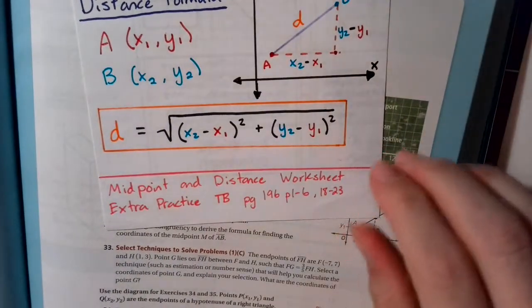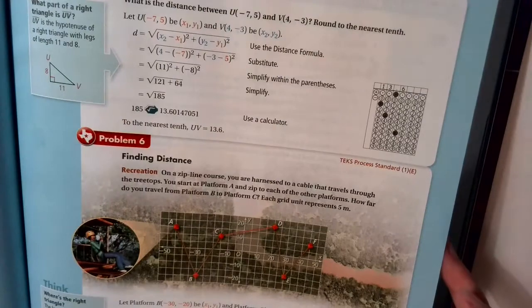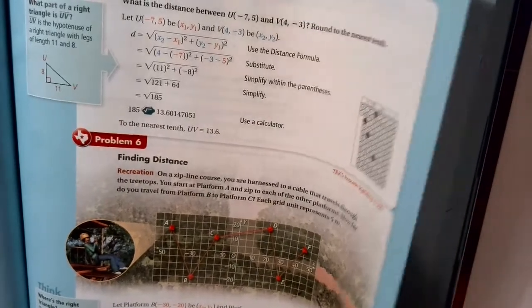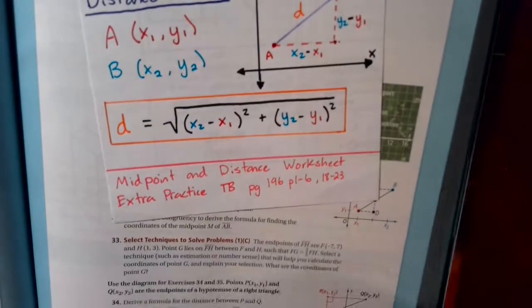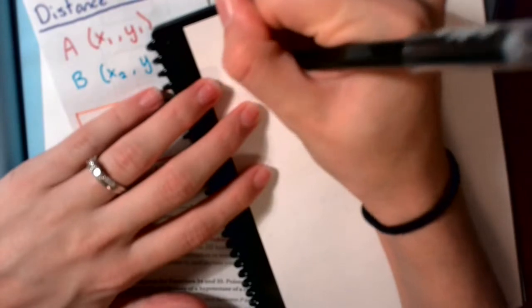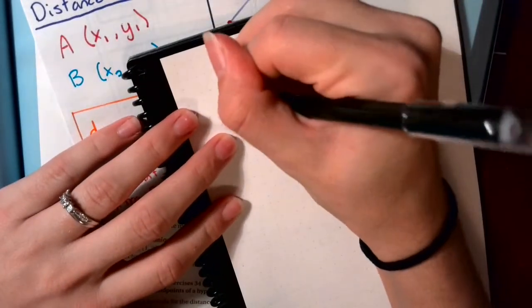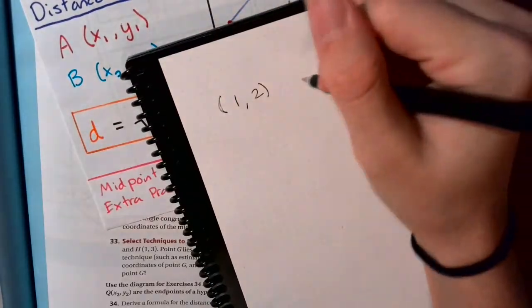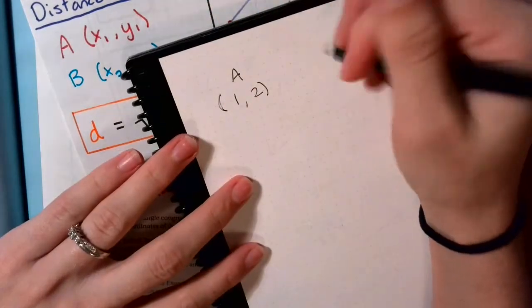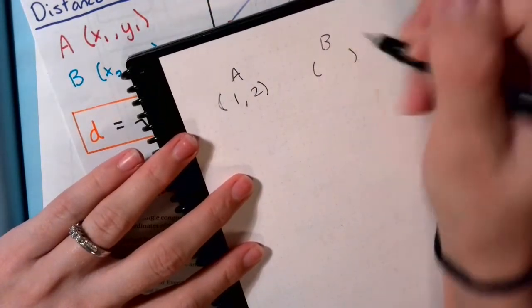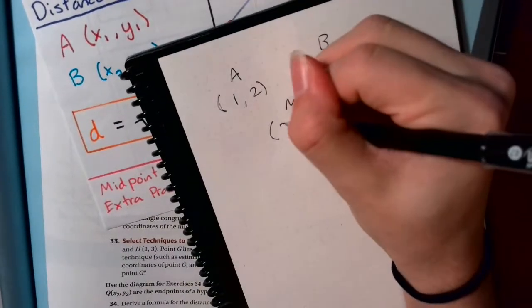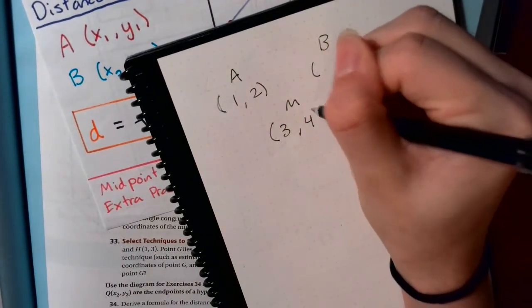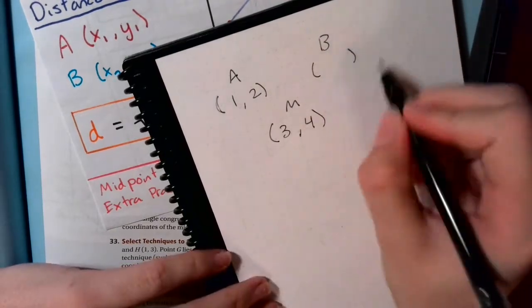One thing I do want to state is sometimes they give you the midpoint. I'm just going to do an example of that. I'm going to make up numbers here. I'm going to have 1, 2 as point A. And then instead of giving you point B, they give you what the midpoint is. And they say the midpoint is at 3, 4. Okay? So then we're supposed to find point B.